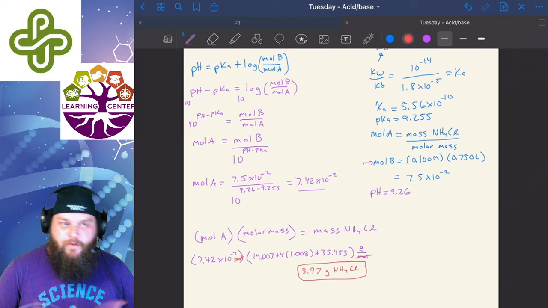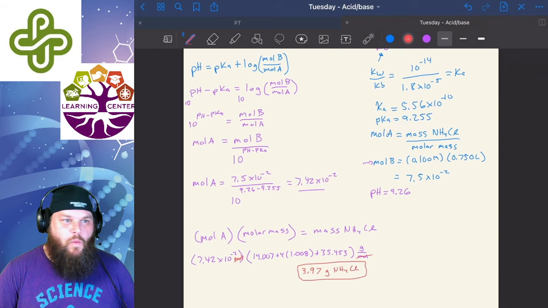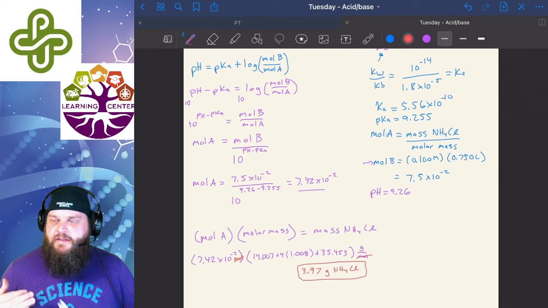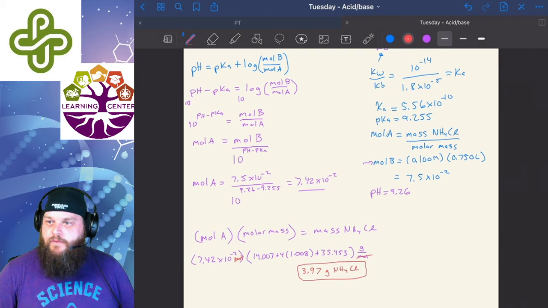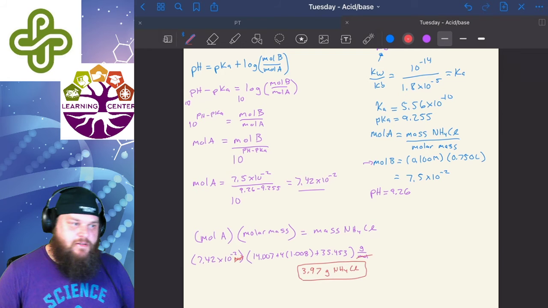And that's kind of the process we have to do. It's kind of a weird system where we have to figure out which one we're missing, solve for that one, and then convert it to the right units, in this case, mass.